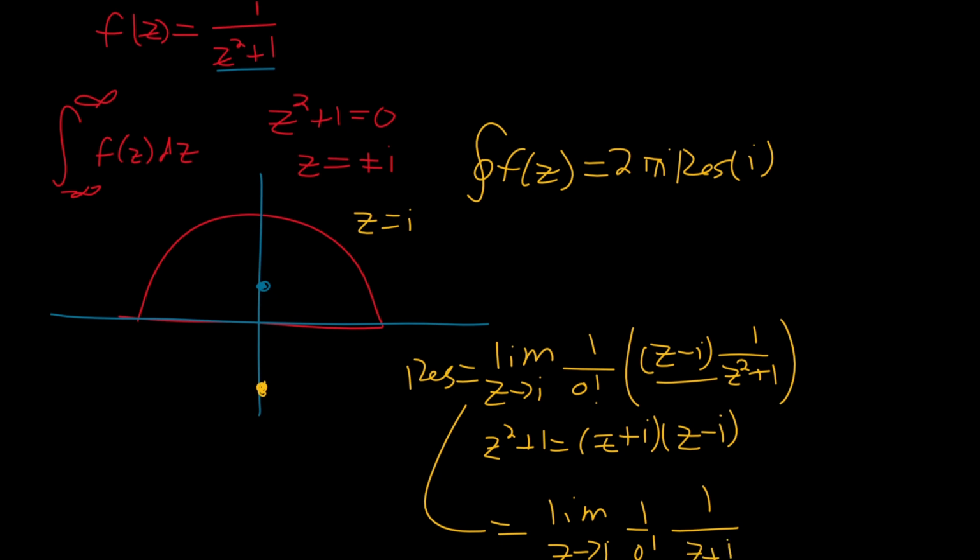But 0 factorial is just 1, and plugging in z equals i to evaluate the limit, we find that this is just 1 over 2i. So because our residue is just equal to 1 over 2i, we end up getting 2 pi i times 1 over 2i, which is just pi.